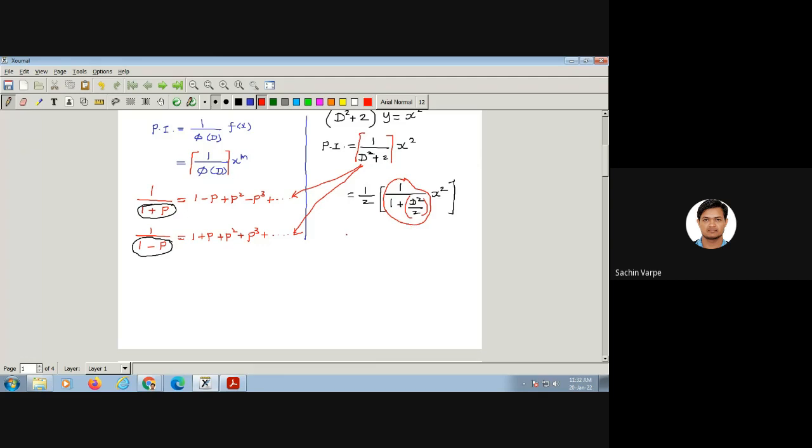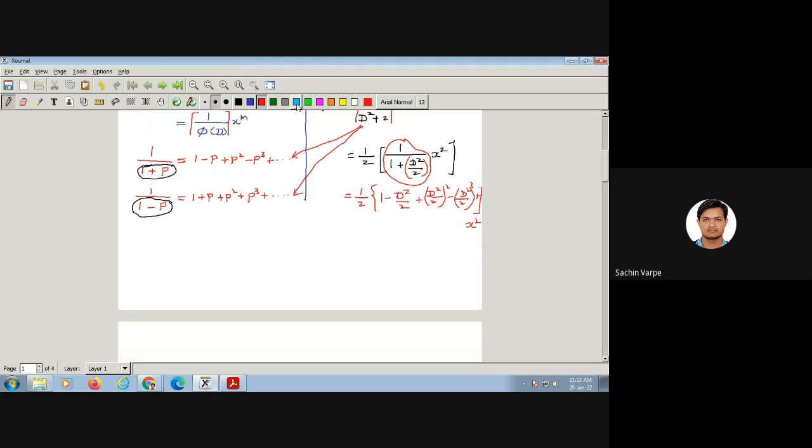So then I can expand this. So 1 by 2 times x. What is the expansion of 1 upon 1 plus p? 1 minus p, where p is d square by 2, plus p square, that is d square by 2 the whole square, minus p cube, d square by 2 cube, plus and so on. And that is operated on x square.